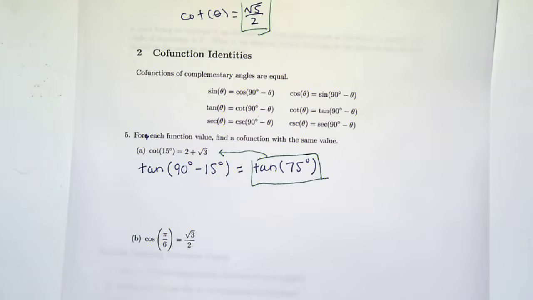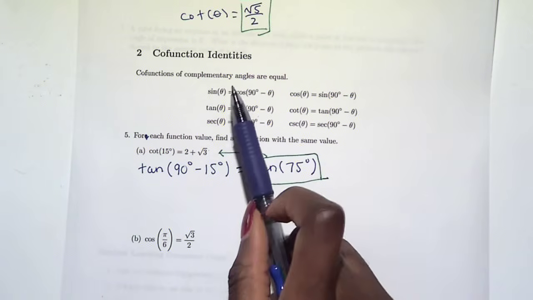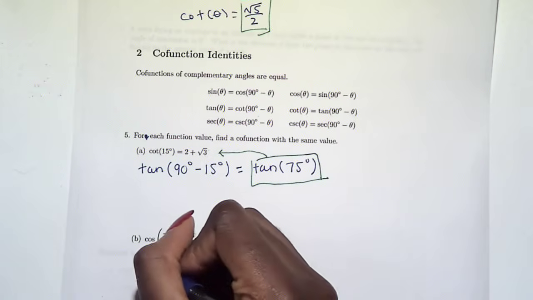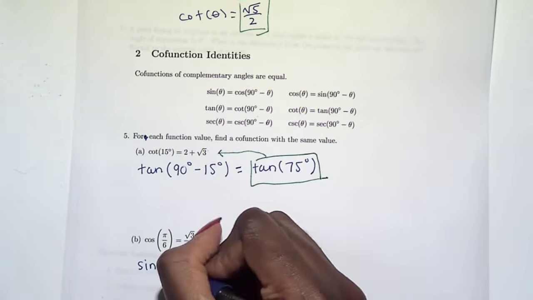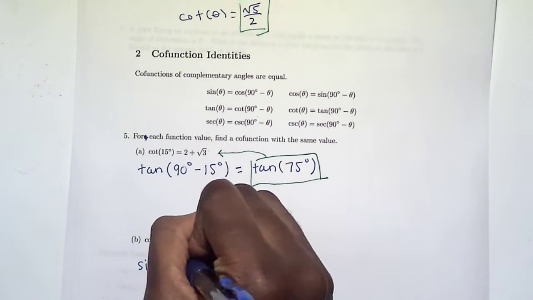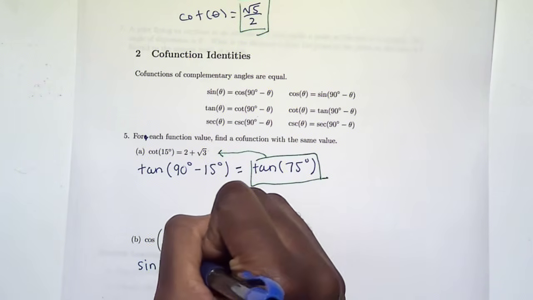Also, we have cosine of pi/6. Well, what's the cofunction that goes with cosine? That would be sine. So this should be the same as sine of, note, we have radians here, so we don't want to use 90 degrees. We want to use pi/2. Pi/2 is the same as 90 degrees, but in radians.